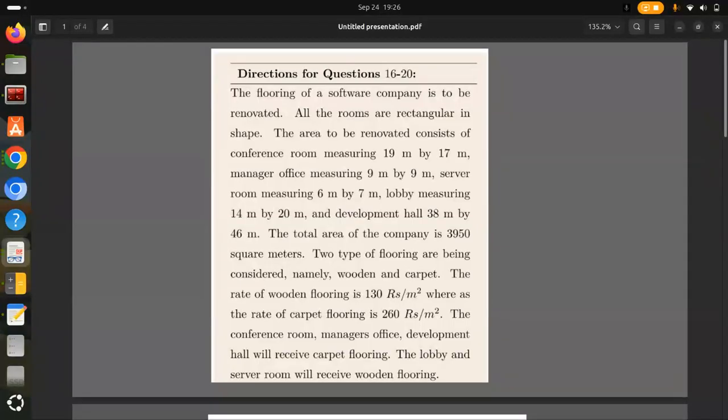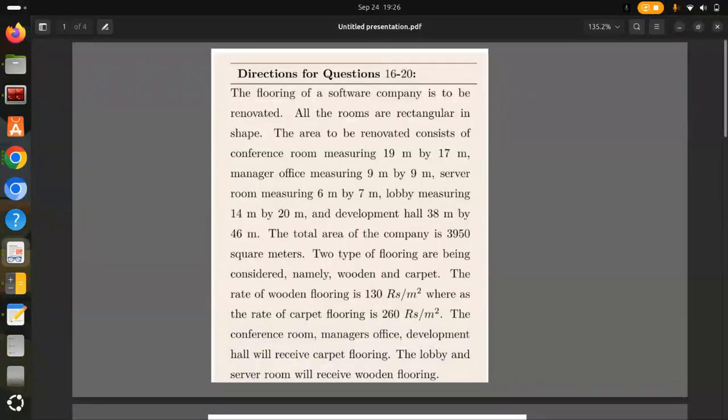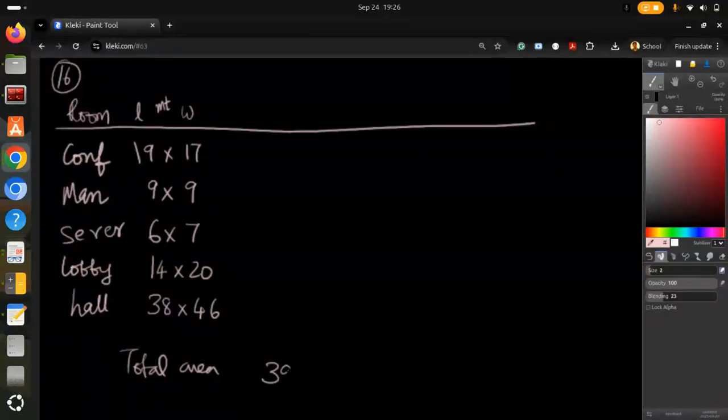So the total area of the company is 3950 square meters. Here, one thing you should note is that this total area of the company may be more than the total area of all these rooms together. That we will verify actually. So the total area of the company is 3950 square meters. Okay.